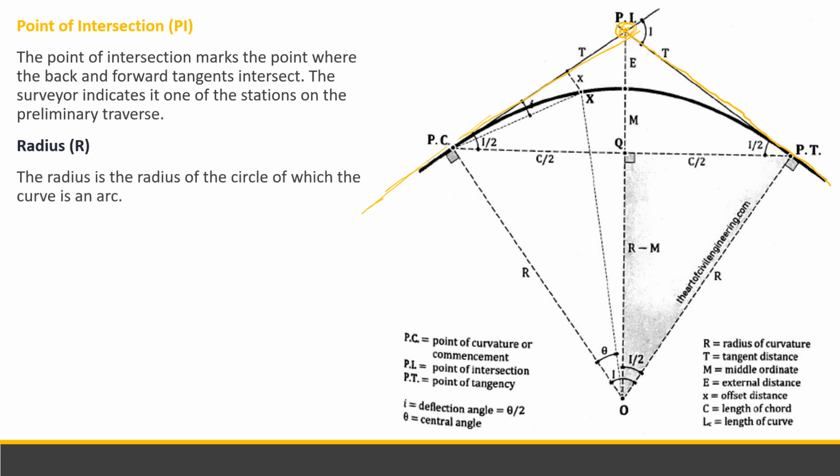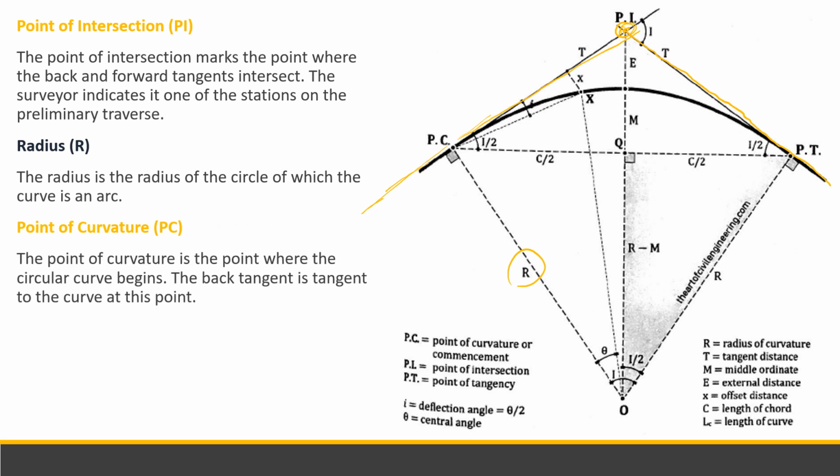Next is the radius, of course. Your radius, yung radius ng curve na i-outlay. The next is point of curvature. The point of curvature is the point where the circular curve begins. Ito yung start ng, dito na nag-start yung curve natin. Beyond PC is a horizontal line na siya, but before PC is horizontal line. But beyond PC is doon na mag-start yung curve natin.